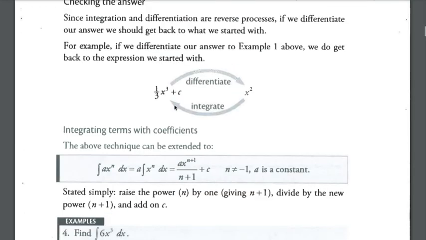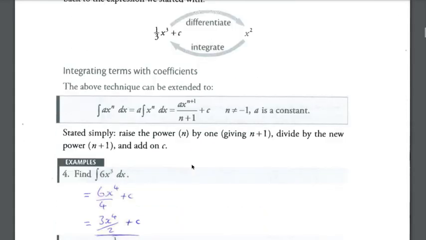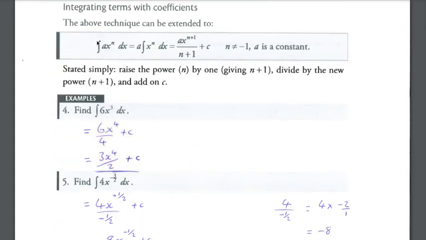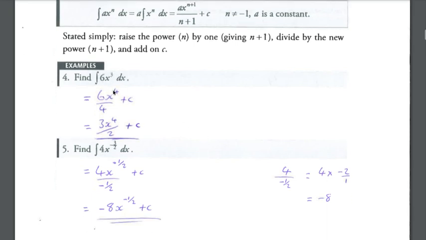Let's look at a few more. So that's just saying exactly what I said. If we differentiate this, we'll get x squared. So if we have a number at the front, so for example 6x cubed, we do exactly the same. Add 1 to the power, divide by the new power, add on the constant of integration. 6/4 is 3/2.